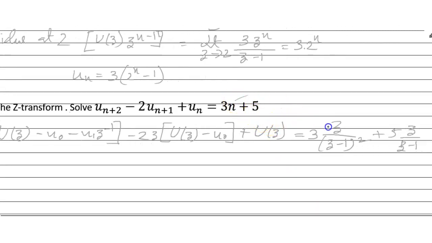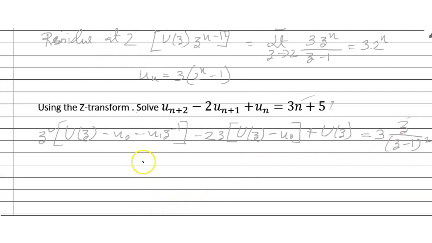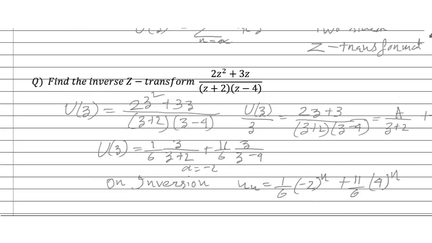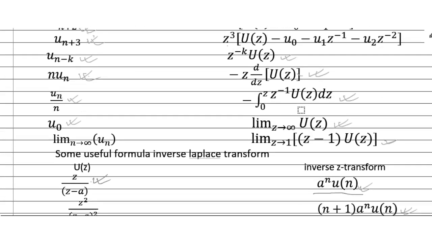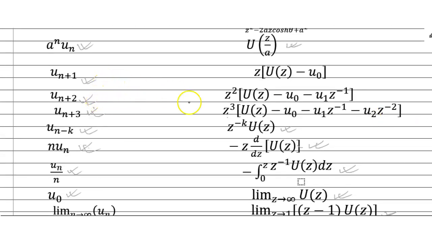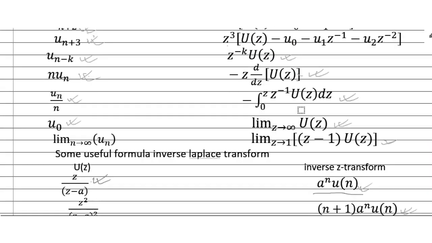3n, n equals z divided by (z minus 1) whole square, and 5 into 1, so z divided by z minus 1. I hope I can clear this. I use this formula. Which formula, friends? You will see that I have already written u(n+2) is equal to z square Uz minus u0 minus u1 z. So I can clear this formula, z into Uz minus u0. This formula I apply.